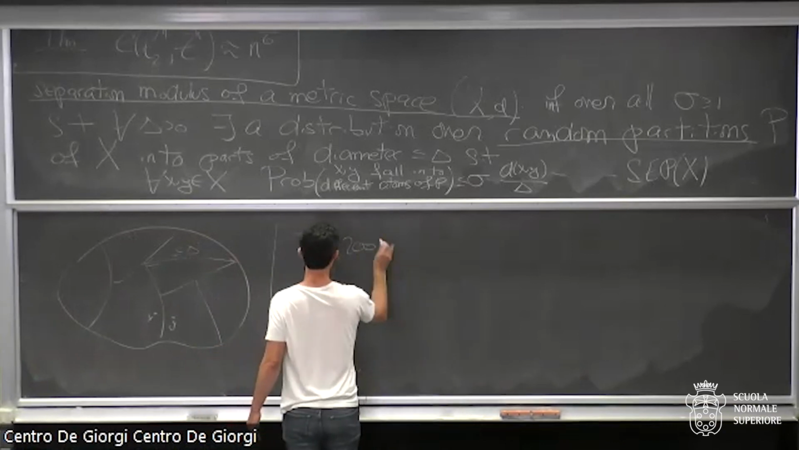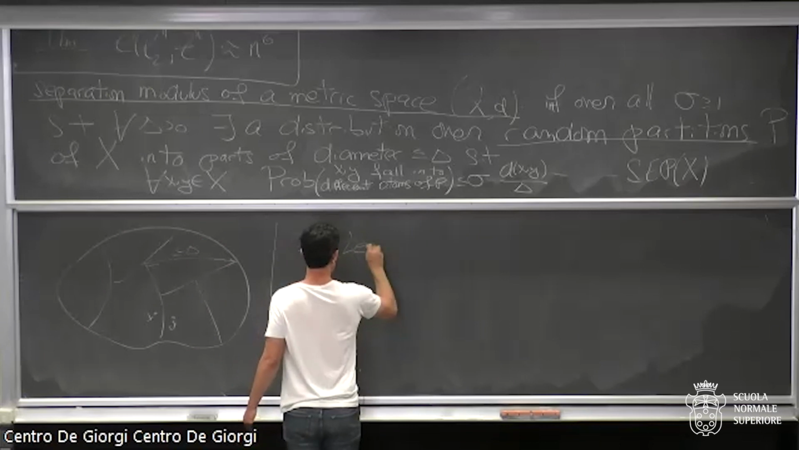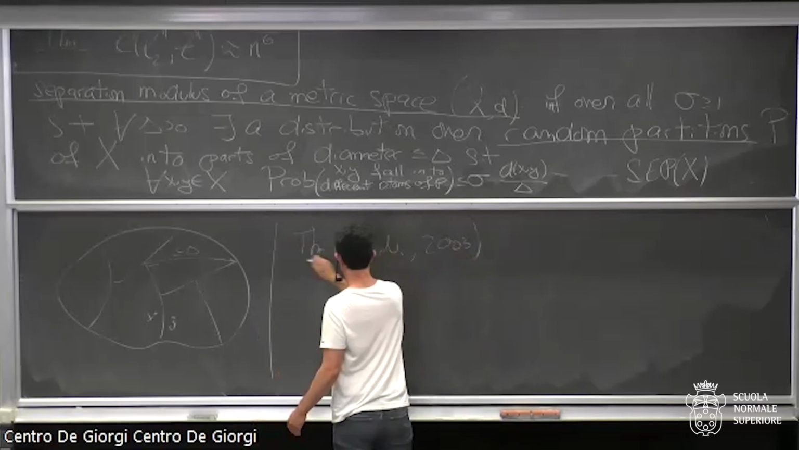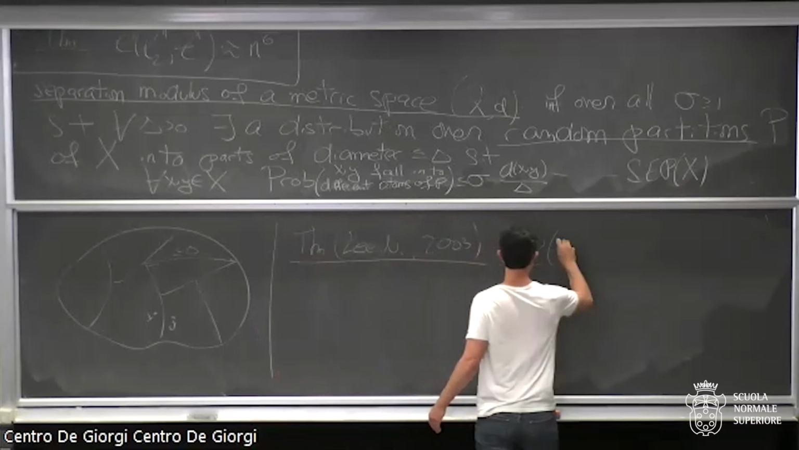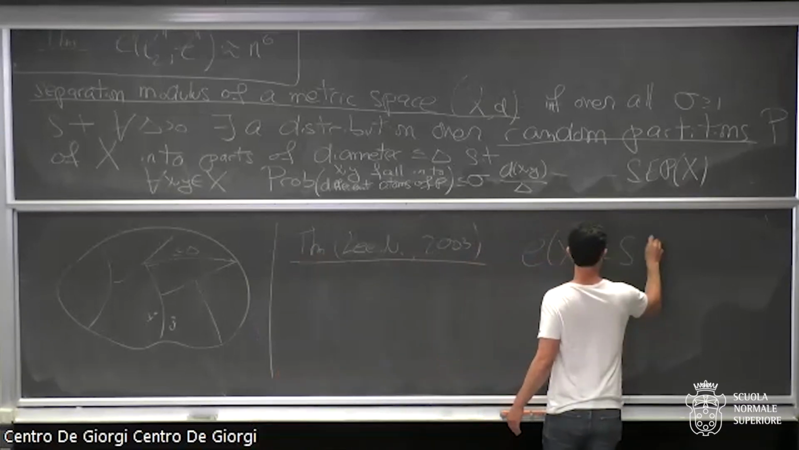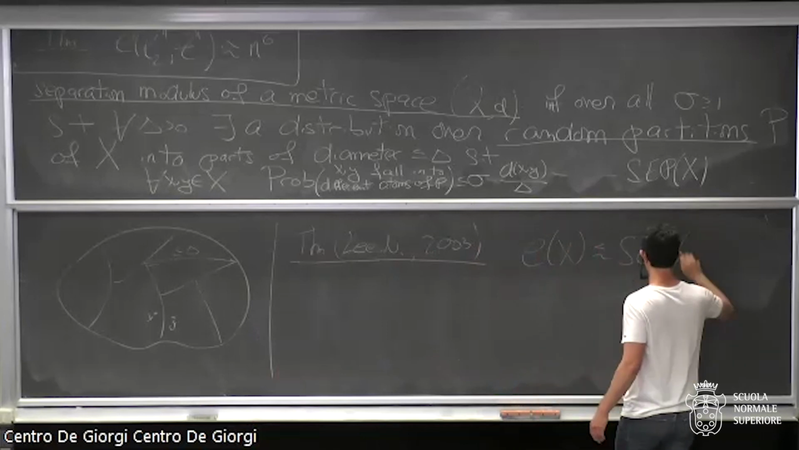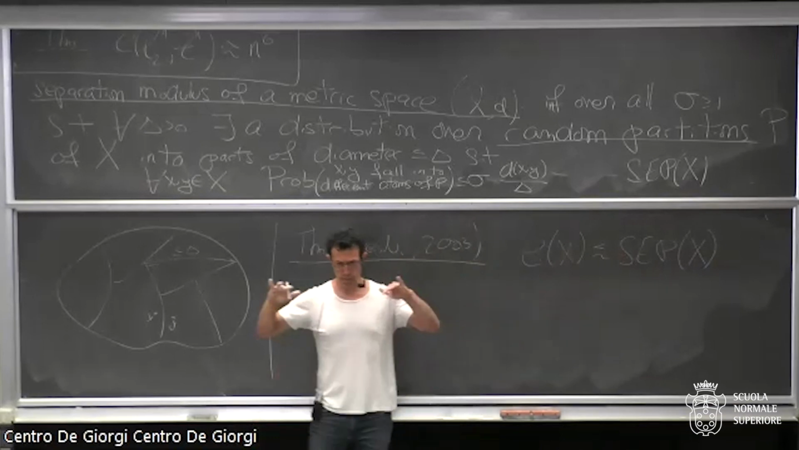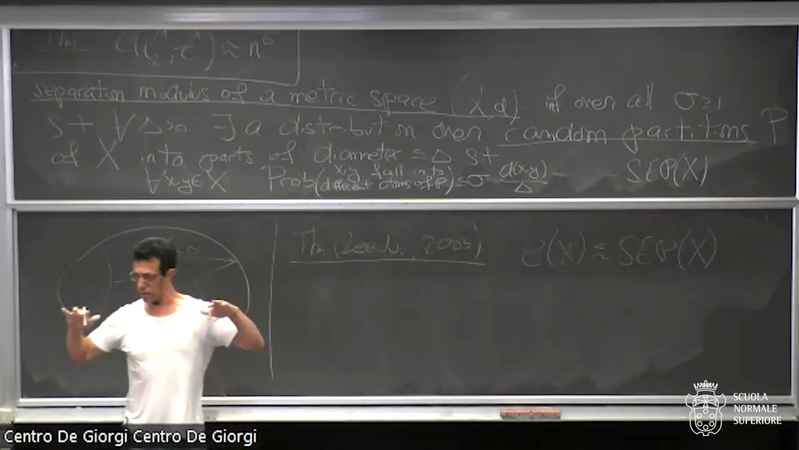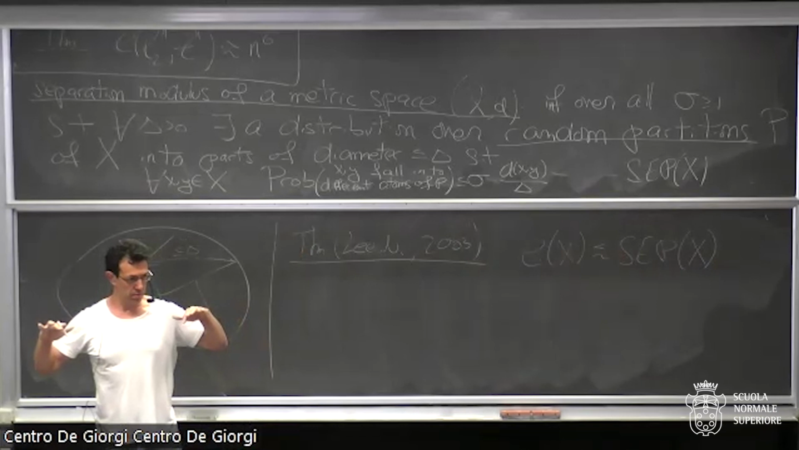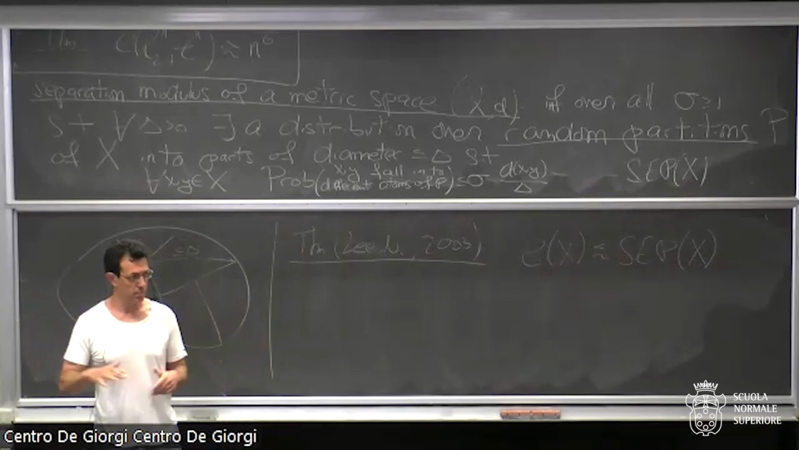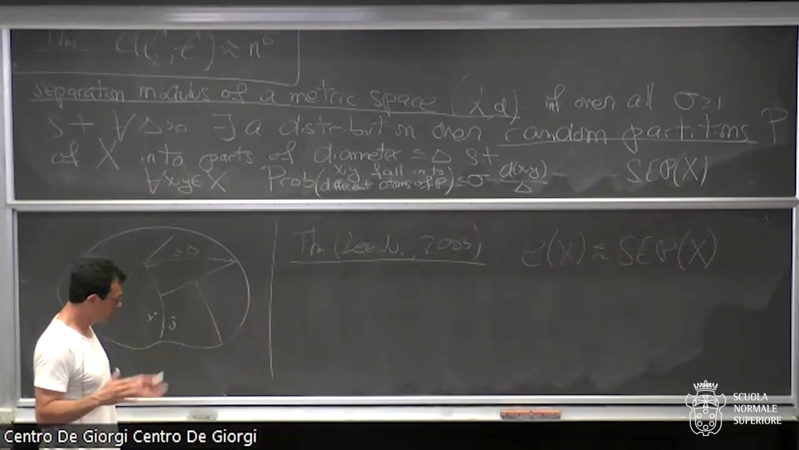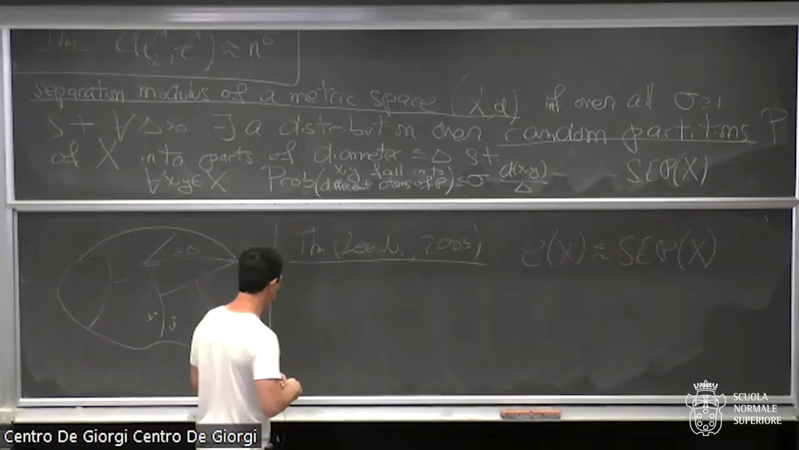So back in 2003, Lee and myself proved that E of x is always less than sep of x up to a constant. Maybe the constant is 2. So if you can simplify randomly a metric space in this way, then you can extend Lipschitz functions. And that's a specific construction coming from the definition of separating partition.